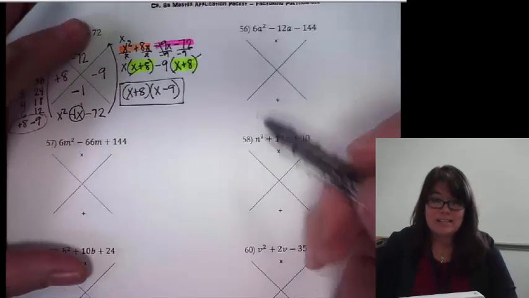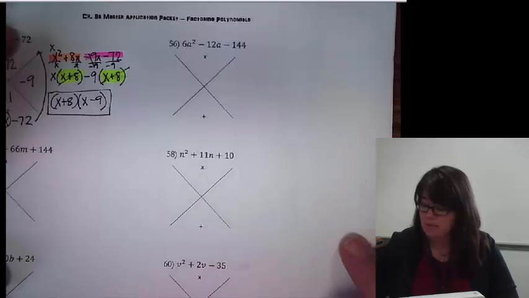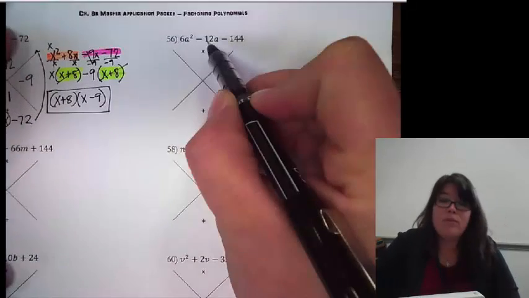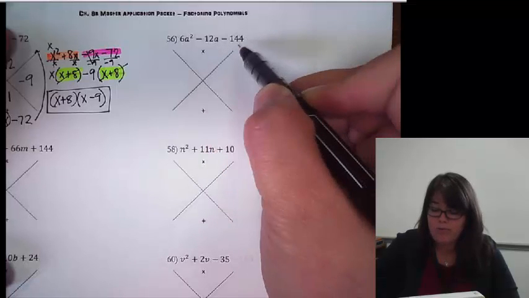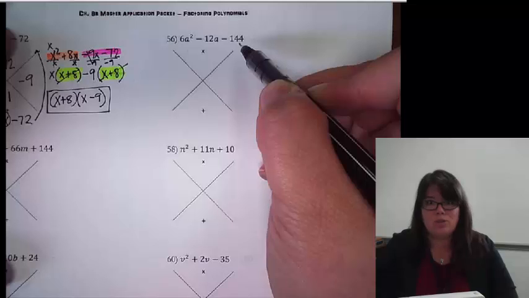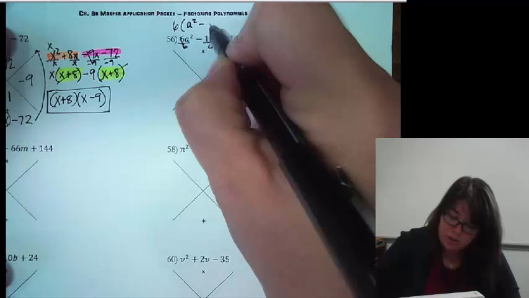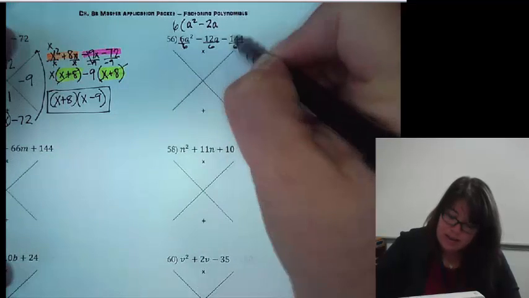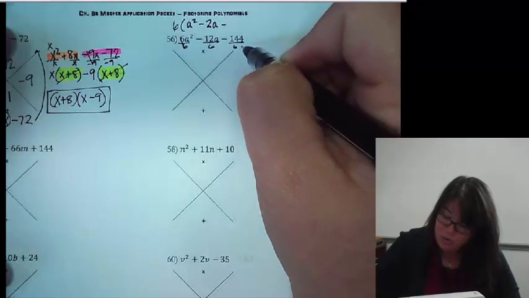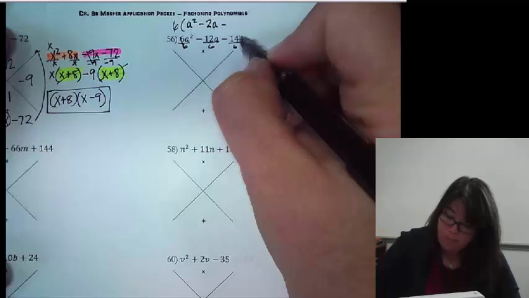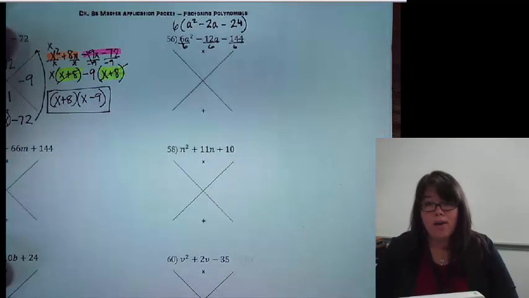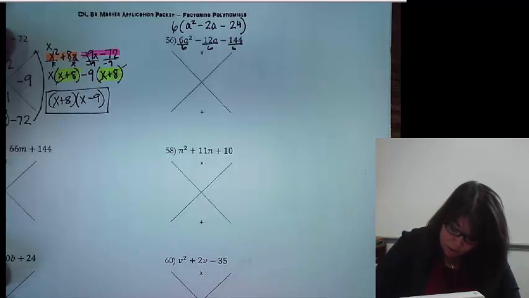All right, 56. Let's get a greatest common factor, because I've got 6 and 12, which 6 goes into both of those, 144. Well, I know 12 goes into 144, and if 6 goes into 12, then it makes sense that 6 goes into 144 as well. So I can factor out a 6. Well, if I do that, and I divide by 6, divide by 6, divide by 6, what do I have left over? These will cancel, and I have a squared. Negative divided by positive is negative. 12 divided by 6 is 2. A is still there. Negative divided by positive is negative. 144 divided by 6 is what? 24. Whew. All right. Highlight that greatest common factor because you don't want to forget about him.